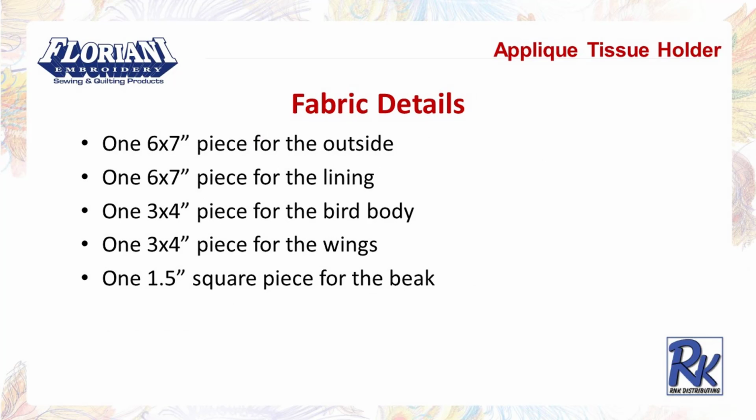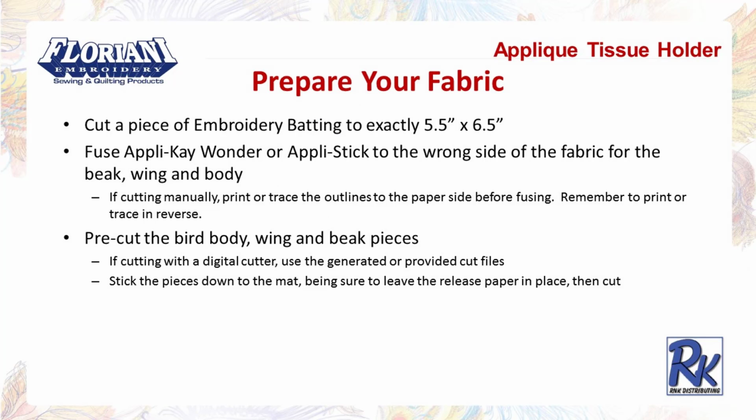For fabric, you're going to need one 6 by 7 inch piece for the outside, one 6 by 7 inch piece for the lining, one 3 inch by 4 inch piece for the bird body, one 3 inch by 4 inch piece for the wings, and lastly, one 1.5 inch square piece for the beak. So next you'll want to prepare your fabric. First you'll want to cut a piece of embroidery batting to exactly 5.5 by 6.5 inches. Next you'll want to fuse your applique wonder or applique to the wrong side of the fabric for the beak, the wing, and the body pieces.